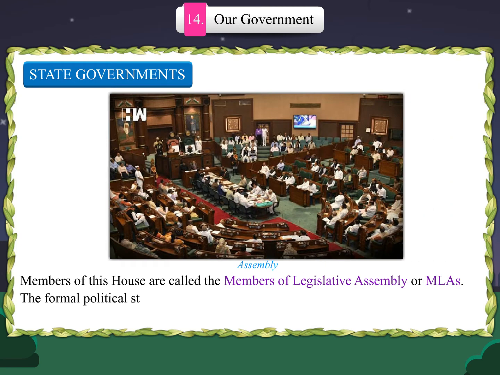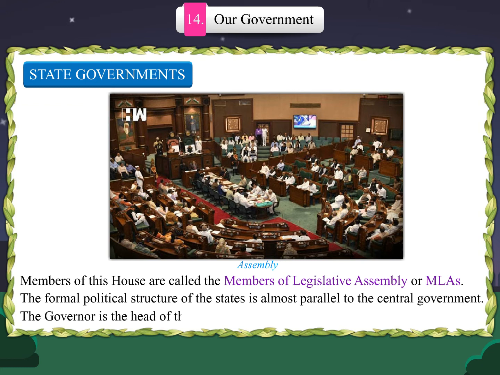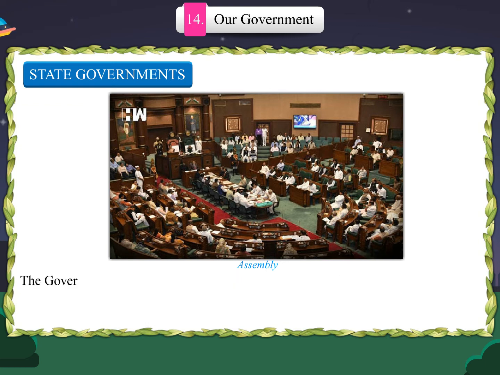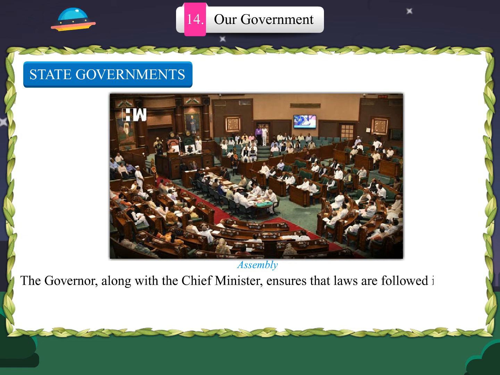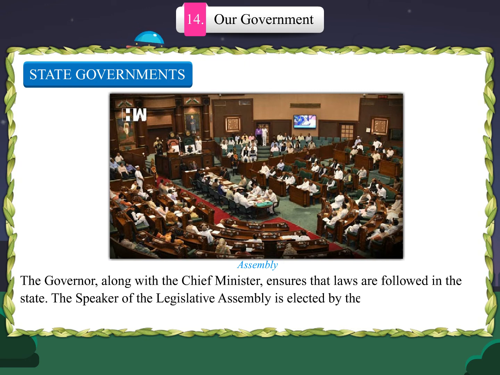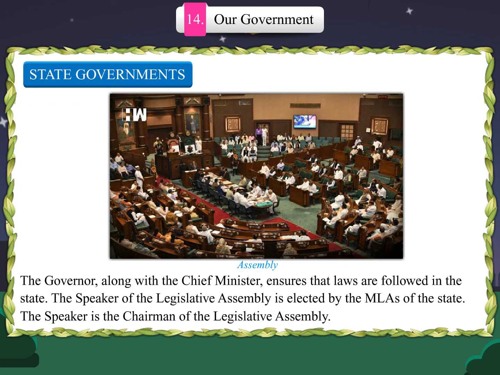The formal political structure of the states is almost parallel to the central government. The governor is the head of the state, who is appointed by the President of India. The governor, along with the Chief Minister, ensures that the laws are followed in the state. The Speaker of the Legislative Assembly is elected by the MLAs of the state. The Speaker is the Chairman of the Legislative Assembly.